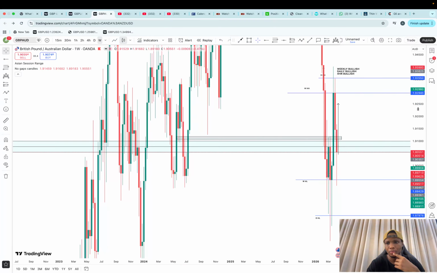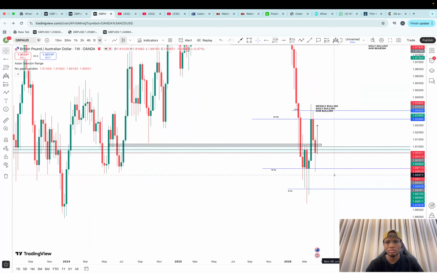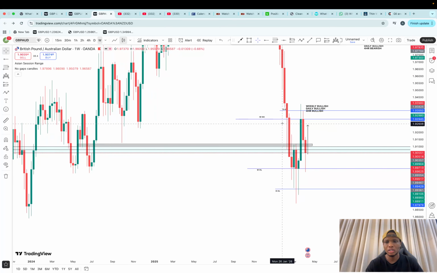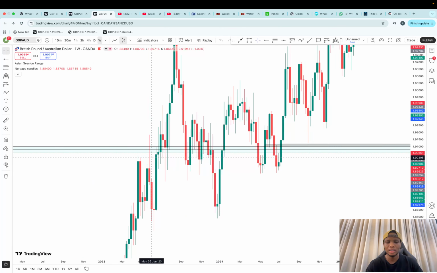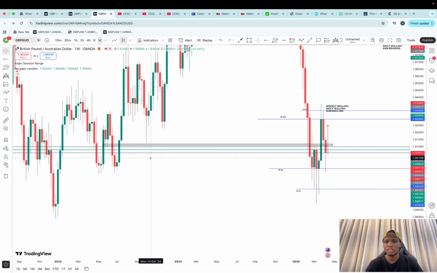Alright, on the weekly we are bullish. I'm looking to sell this market on the weekly. We are bullish. This has been our higher high, and this has been our higher low. And we are at a very clean support and resistance zone.